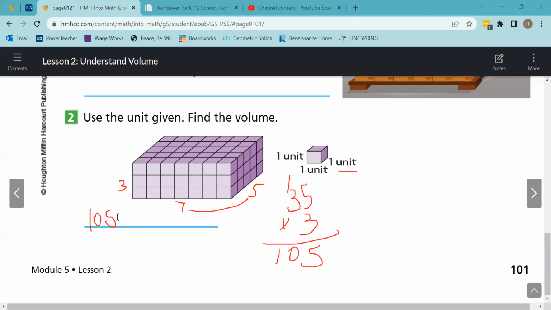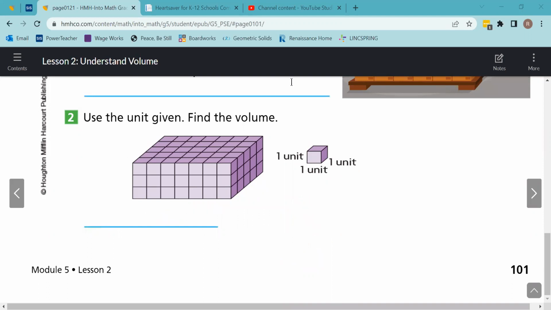105. And then it's cubic units, or units with that little 3. I'm just trying to keep my work neat for you. Head on over to page 102.